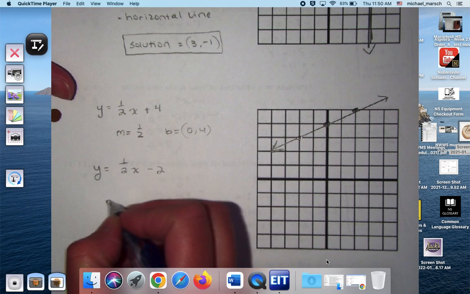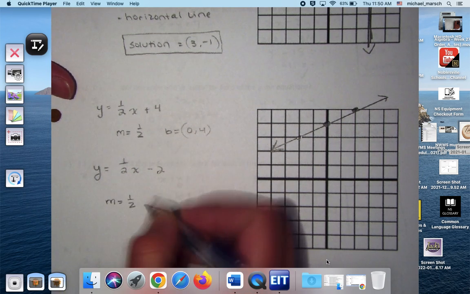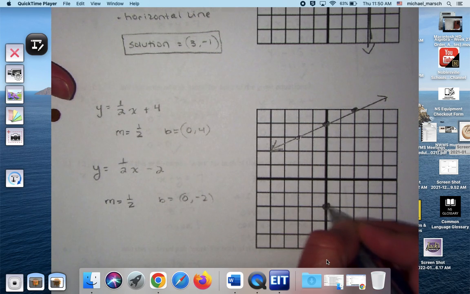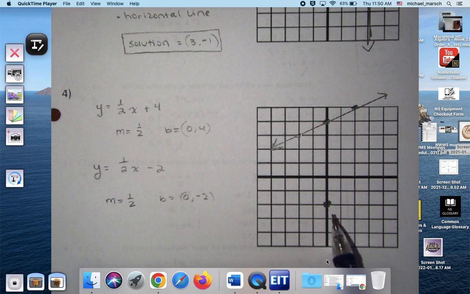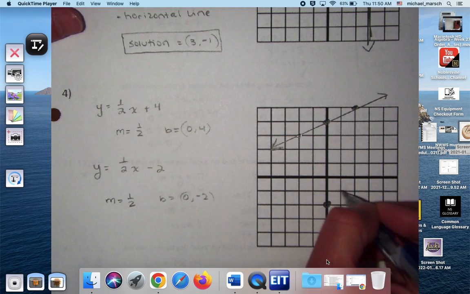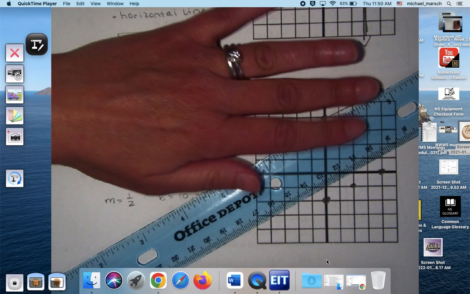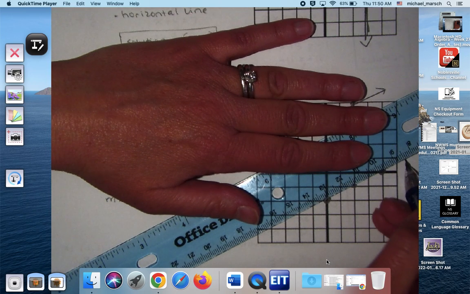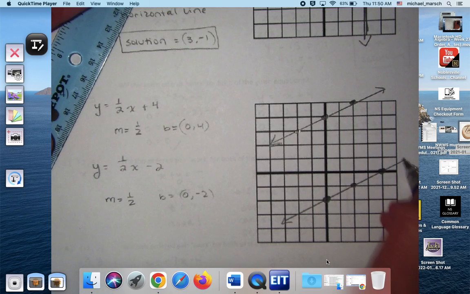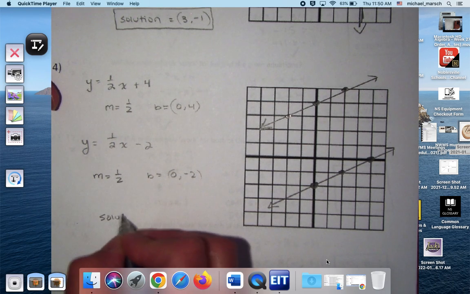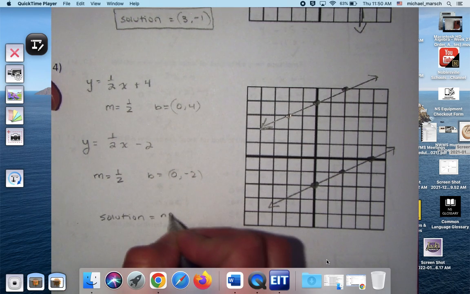And then my second line, my slope is 1/2. My y-intercept is 0, -2. So I plot my point at -2, and I go up 1 over 2, up 1 over 2. What? They don't. So do I have a solution? So the solution is no solution.